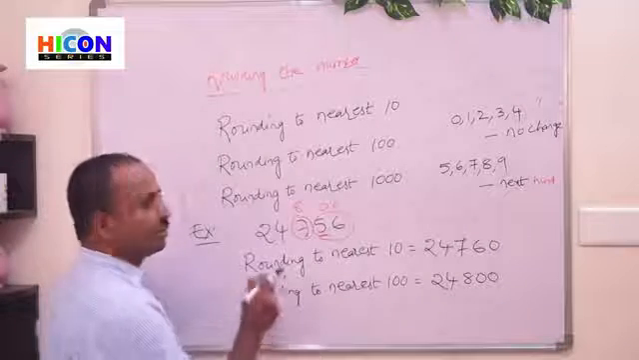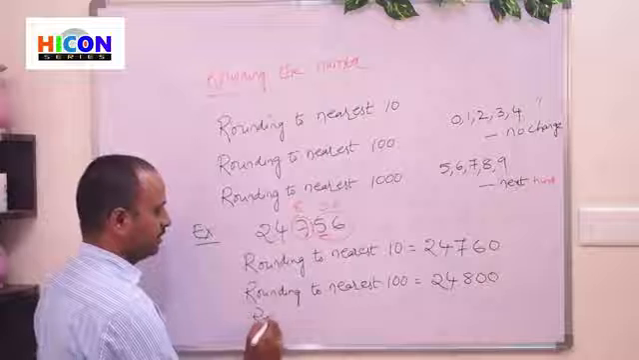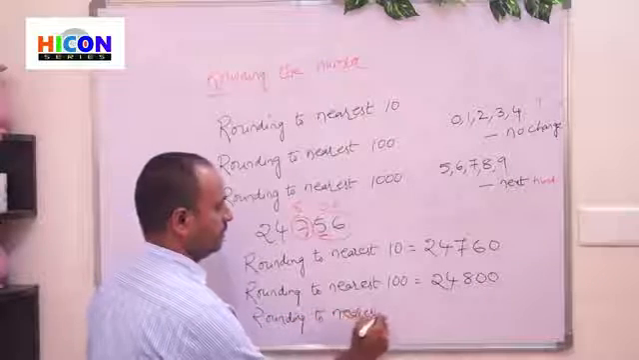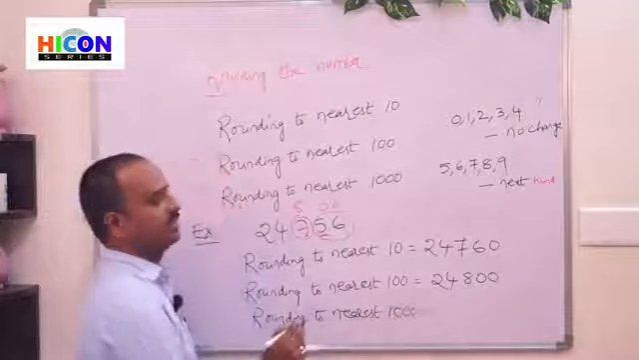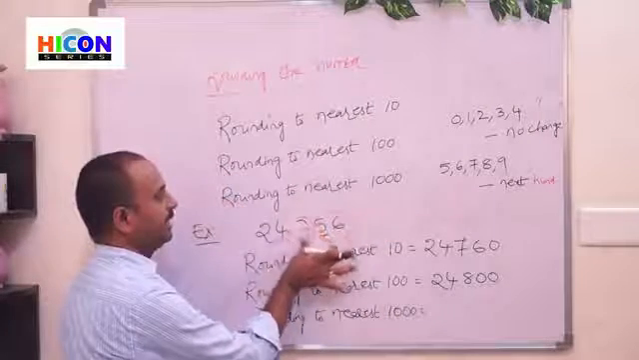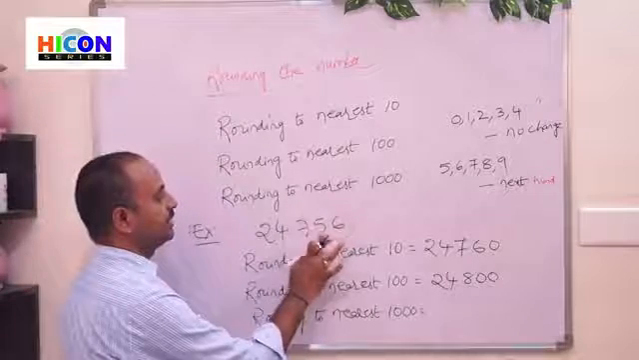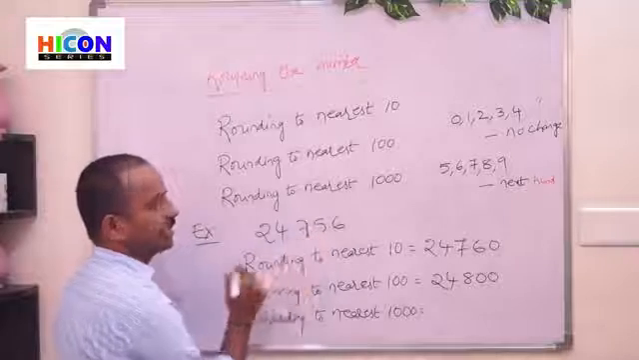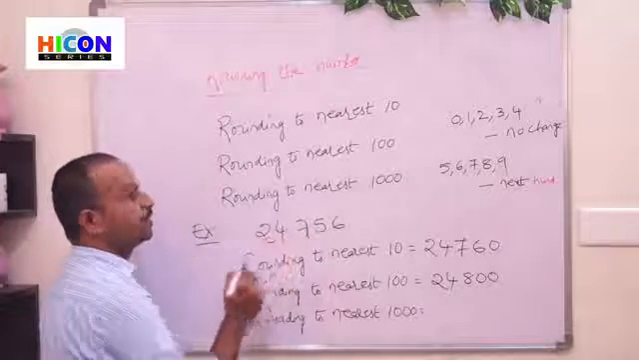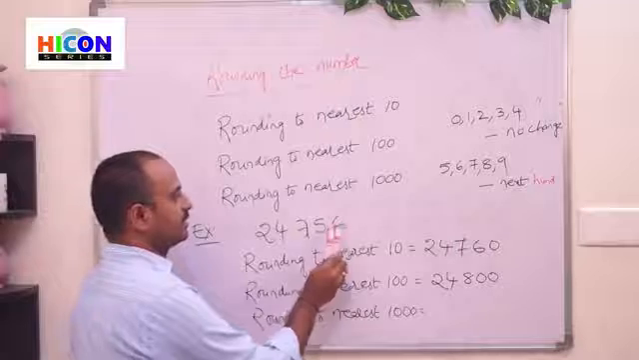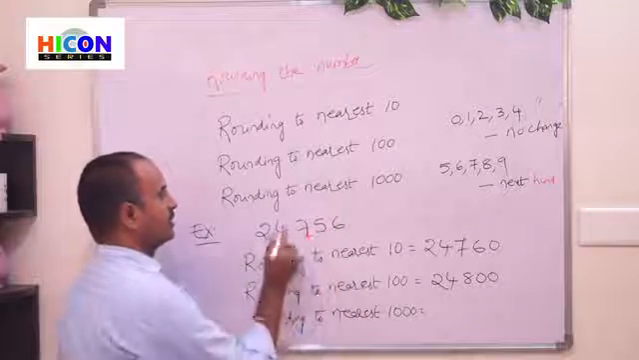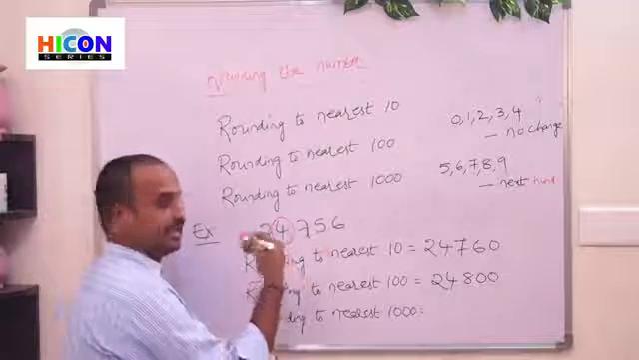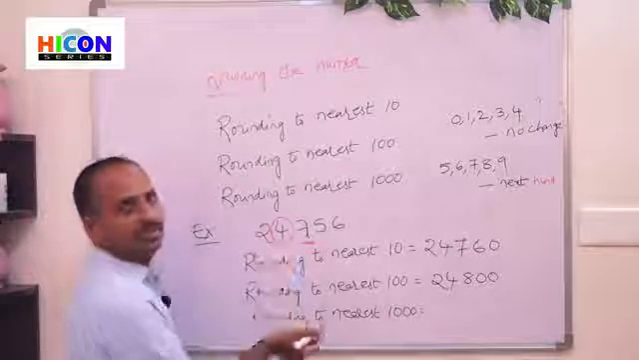Let us see how to round this number to nearest 1000. Rounding to nearest 1000. First identify the digit which is present in the thousands place. Here the digit present in the thousands place is 4. Ones, tens, hundreds, thousands. So the digit present in the thousands place is 4. Next check the next digit. The next digit is 7.